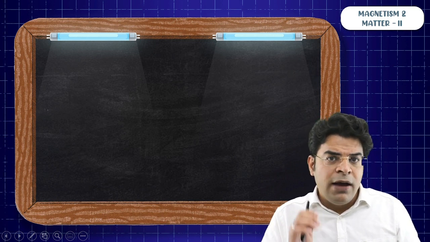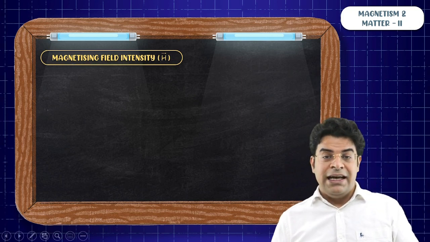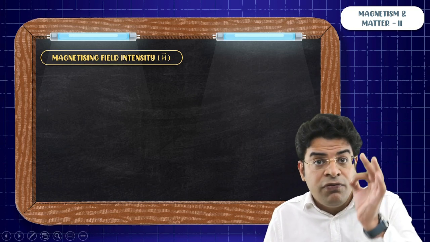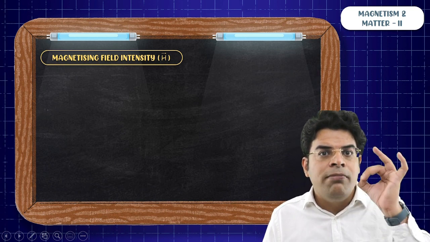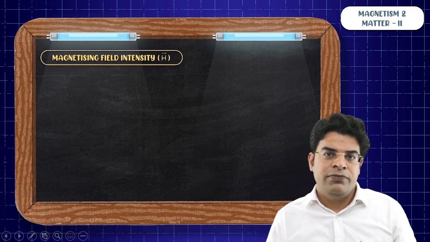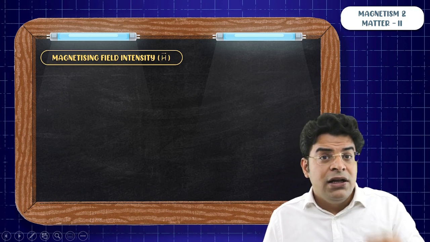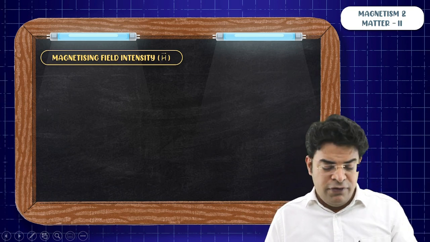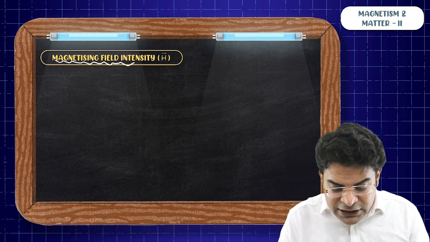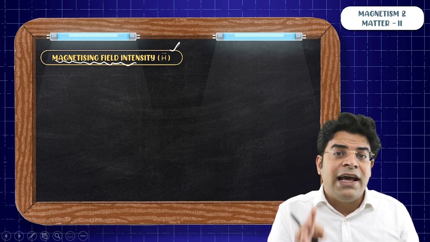The first term I am focusing on is magnetizing field intensity. The symbol used is H. Magnetizing field intensity is the field which is trying to magnetize the substance. When you place the iron block into the Earth's magnetic field, the field which is trying to magnetize the substance is the Earth's magnetic field. So magnetizing field intensity represents the field intensity which is trying to magnetize the substance.